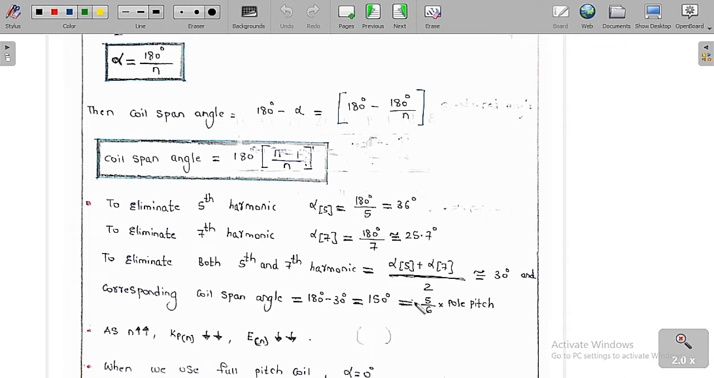Therefore, you have to remember only these two formulas. The short pitch angle is equal to 180 degree by n, and the coil span angle is equal to 180 degree into (n minus 1) by n. To eliminate the fifth harmonic, substitute n is equal to 5, you are going to get 36 degree. If you eliminate the seventh harmonic, substitute n is equal to 7, we are going to get 25.7 degree. If you want to eliminate both the fifth and the seventh harmonic, just go for the average of these two values, and we get nearly 30 degree. Then the corresponding coil span angle is equal to 180 degree minus short pitch angle, which is 150 degree, or simply we can write 5 by 6 into pole pitch.